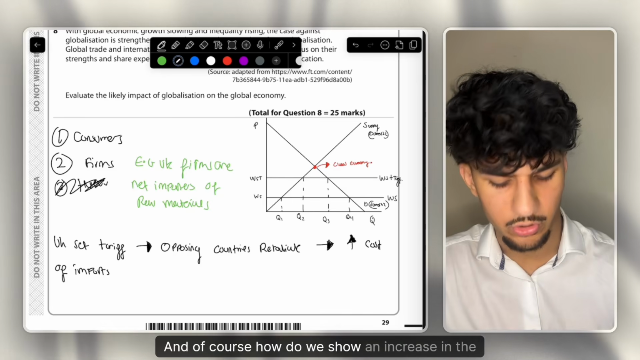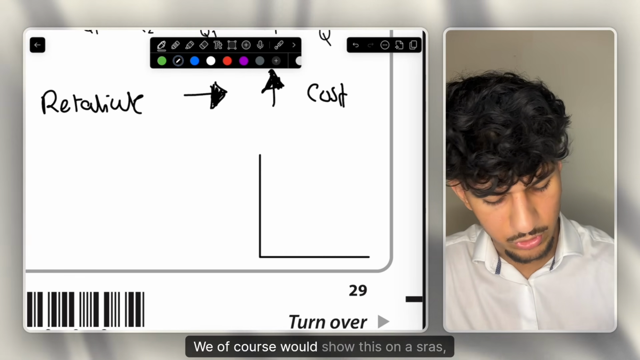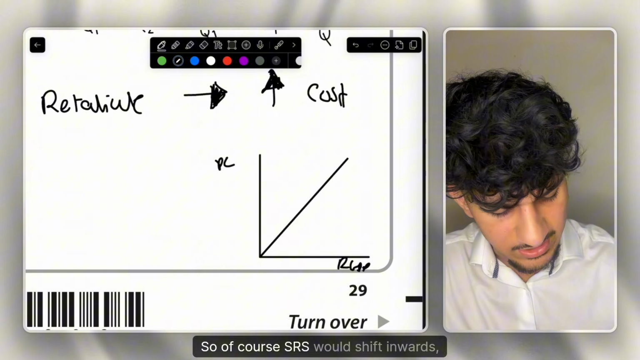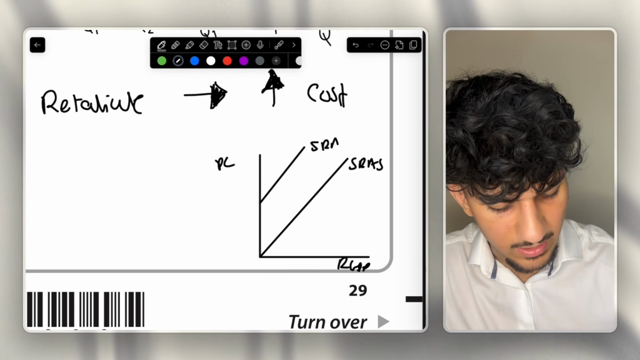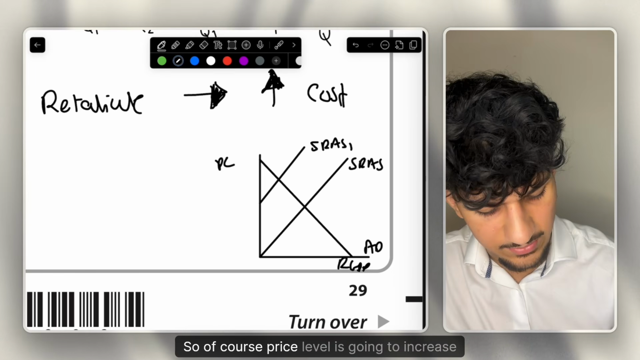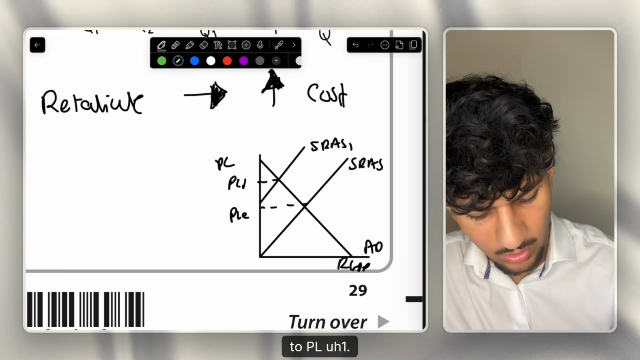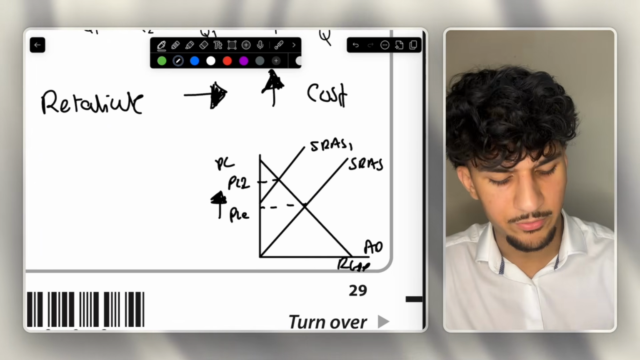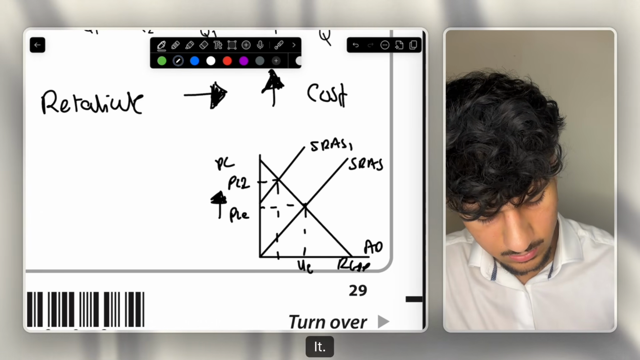And of course, how do we show an increase in the cost of raw materials for firms? We would show this on an SRAS diagram. And what would it look like? SRAS would shift inwards, so leftward, to SRAS1. Now what are the effects of this, and what do we call this? Price level is going to increase from PLE to PL1. And what type of inflation is this? This is cost push inflation. And coupled with the cost push inflation, we also have a reduction in real GDP.